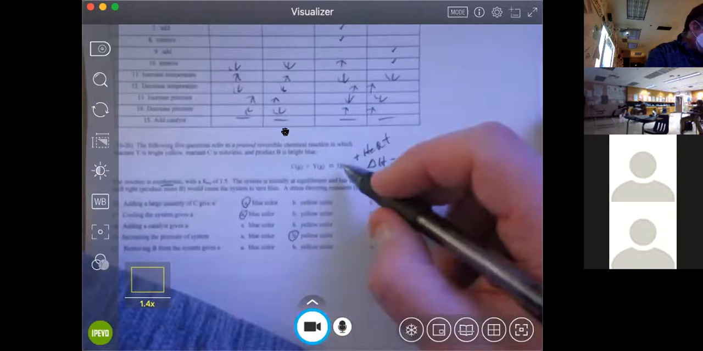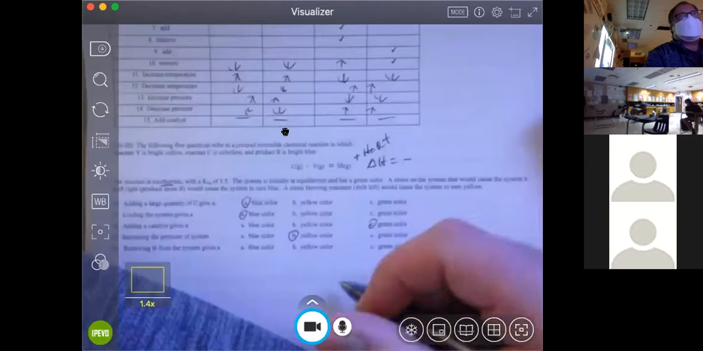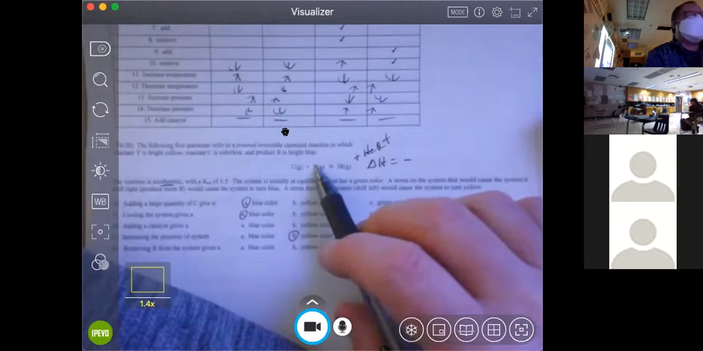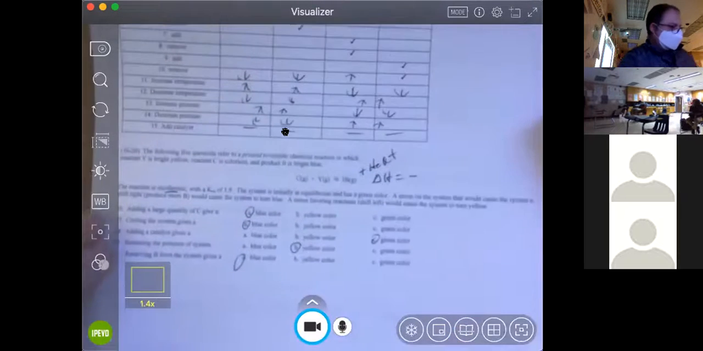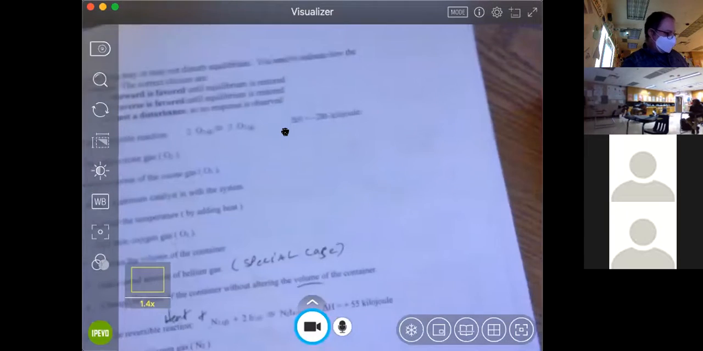Removing B from the system. If we remove more and more B, the system wants to make more and more B. It is going to use up more and more yellow to make blue. So that's one of those things that may take a few more seconds than it normally would to think about it.